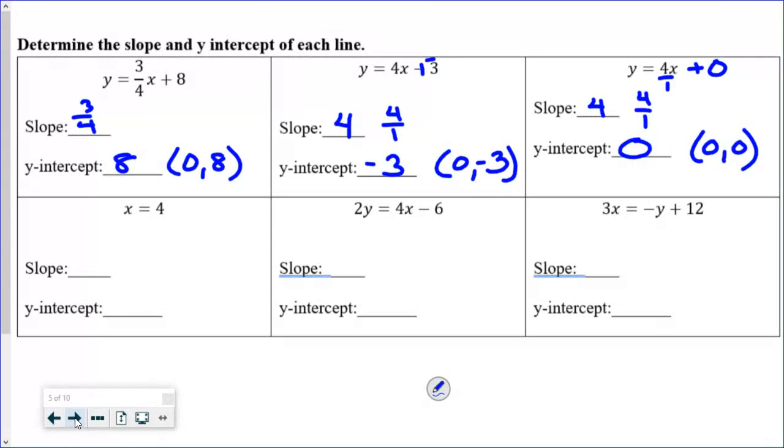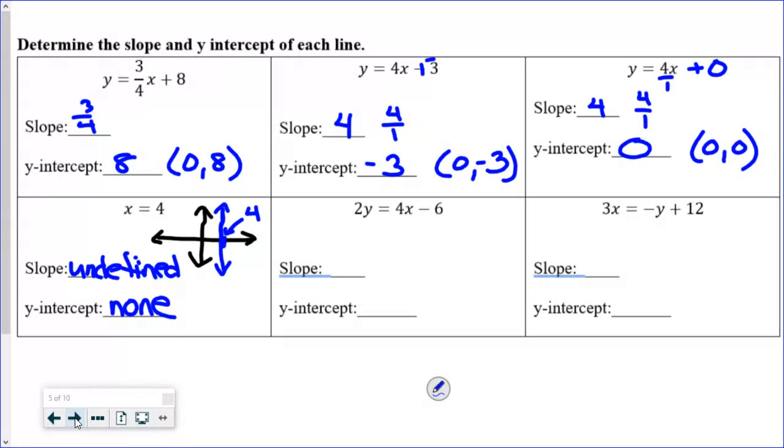Now be careful. X equals means if I were to show you a graph, ooh, weird line. But anyway, if this is the number 4 here, it's an up and down line where X is 4. So the slope is undefined. And when it's an X equals, it never crosses the y-intercept. So there is none. Think about that.